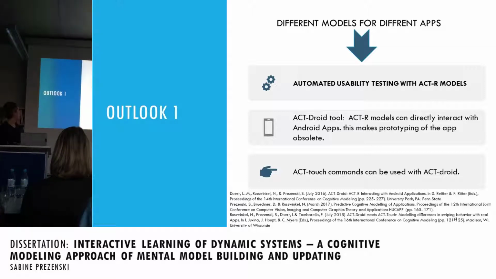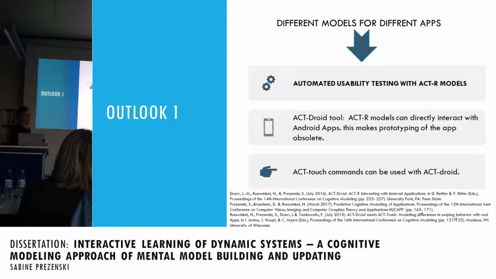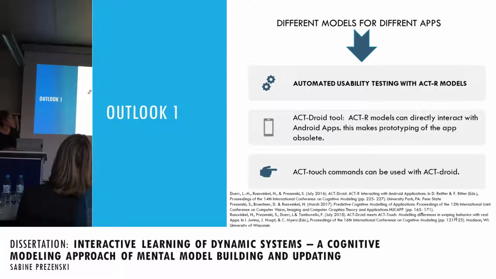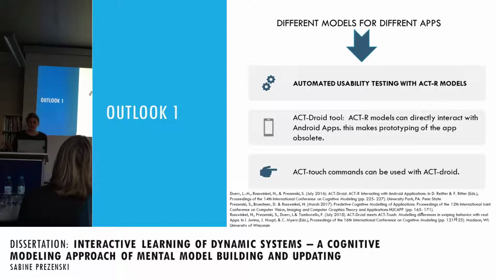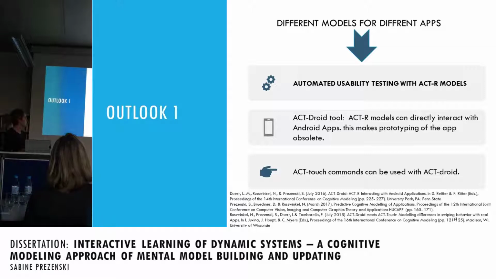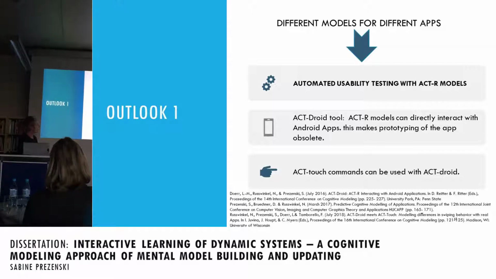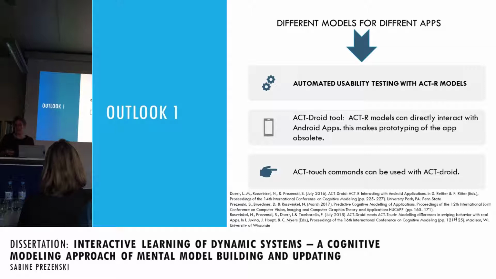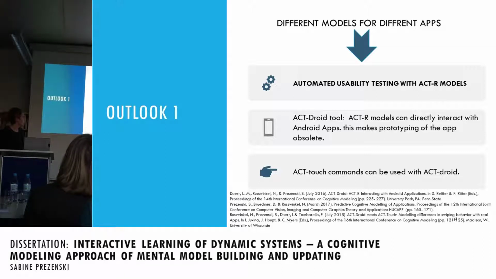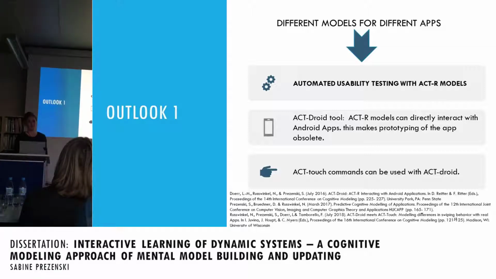Okay, so now I'm going to give an outlook. First of all, for the question, can we achieve automated usability testing with ACT-R models? For this, we would first have to develop different modules for different types of apps, and then during my thesis, we also developed the ActDroid tool, and this tool allows ACT-R models to directly interact with Android apps, and this is very helpful because you don't have to write a prototype of the app, so the ACT-R model can directly work with the app. And now we can also use ACT-Touch commands, so we can model actual touch behavior.